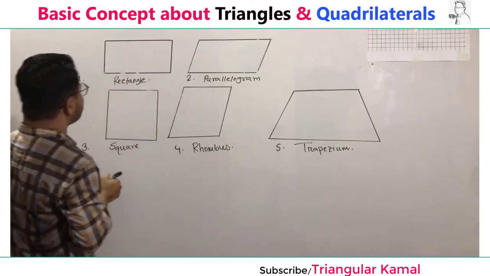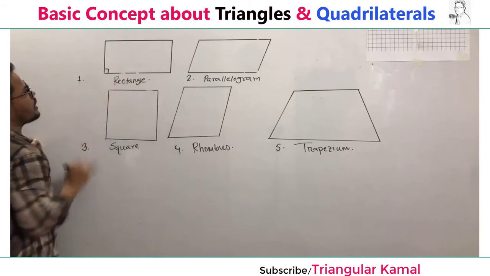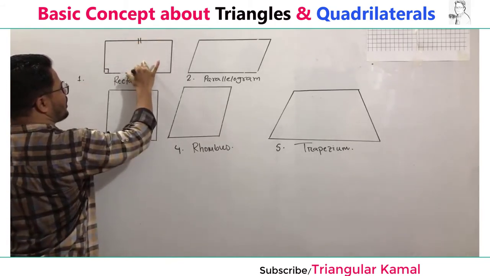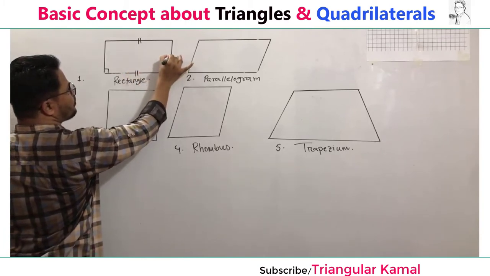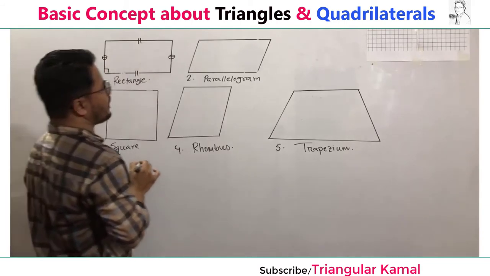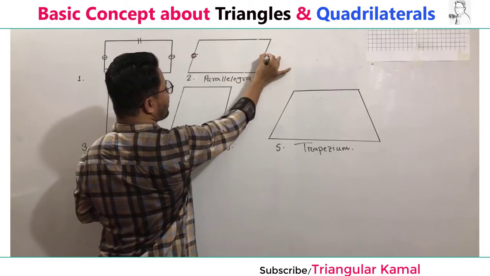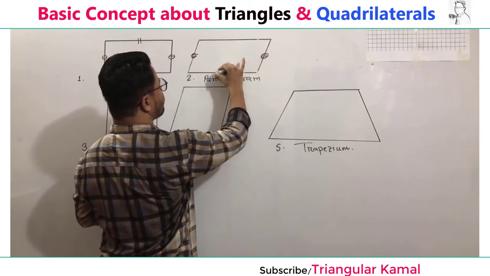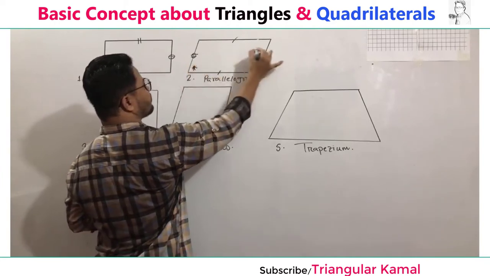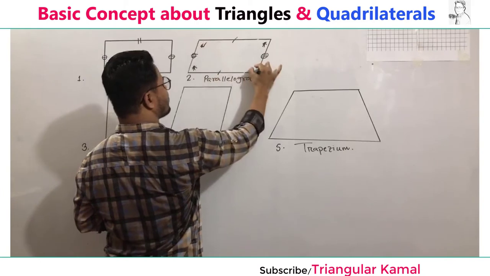In the rectangle, each angle will be 90 degree and the two opposite sides will be equal. The two opposite sides must be equal. And in the parallelogram, the opposite sides must be parallel and equal, and opposite angles will be the same.